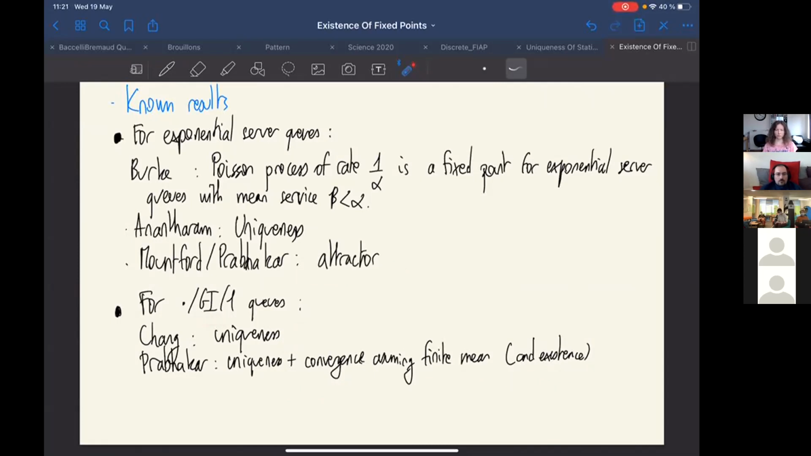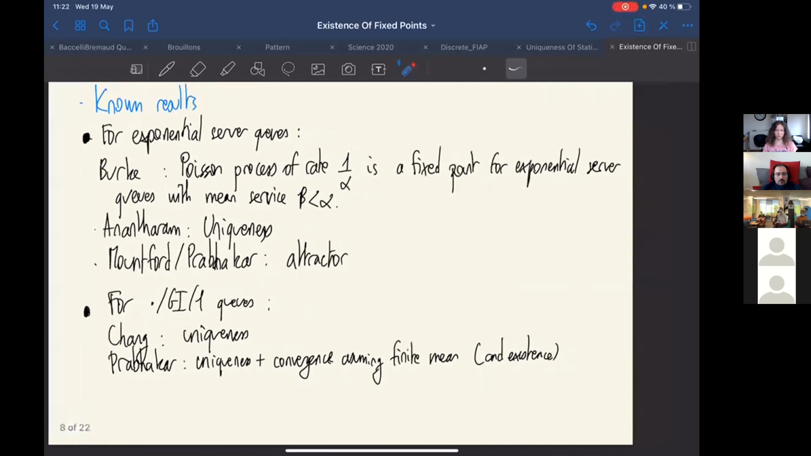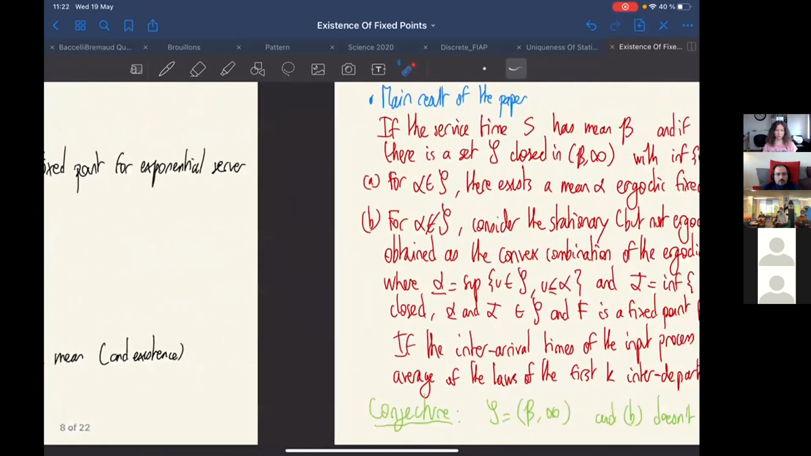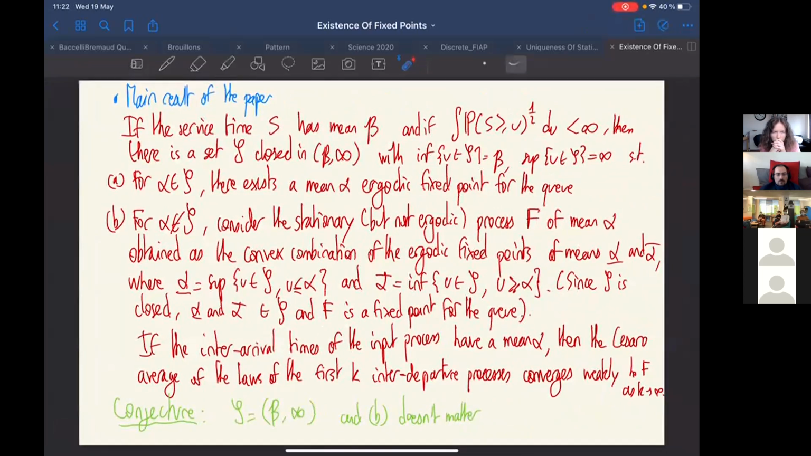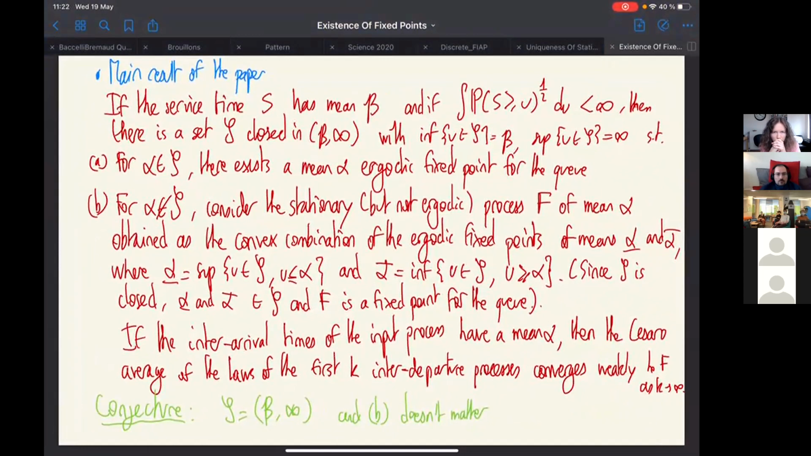And of course, I've mentioned before why those objects are of interest. So the main result of the paper, which I'll ease you into, because actually most of the main result is in some sense irrelevant. I'll explain what I mean by that in a second.